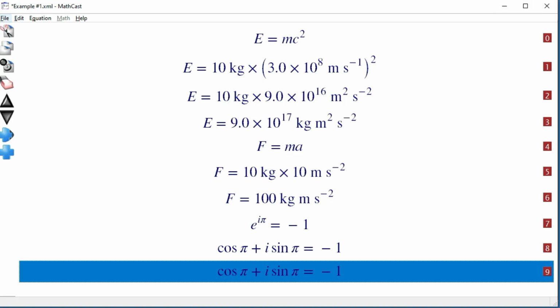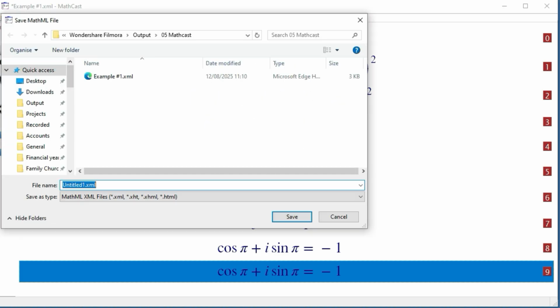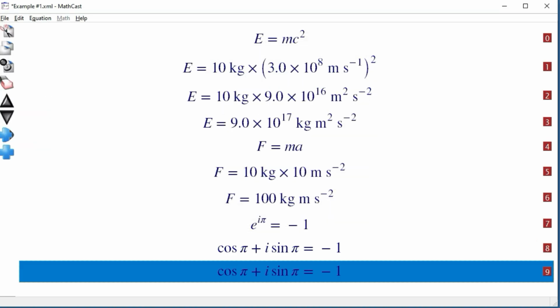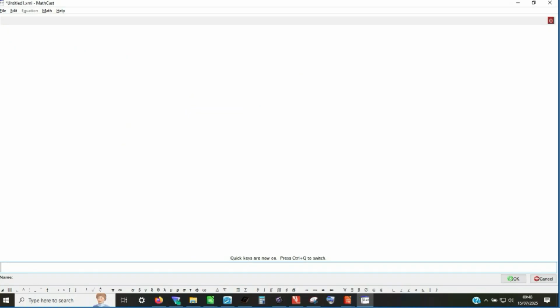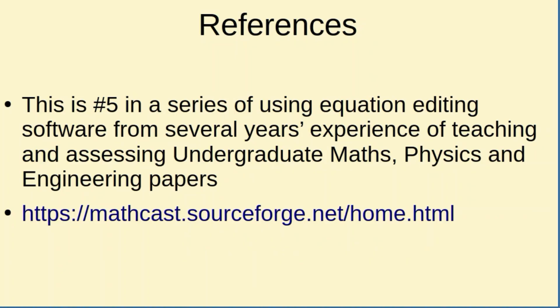I'm going to save, file, save as, and I've saved it as example number 1 XML in Mathcast, MathML file. Happy days. If I now go, that's the screen we started off with, of course. And then this is number 5 in a series of views and equation editing. The next one we'll look at slightly more challenging equations, but step by step, showing where the pitfalls that I've seen over the years.